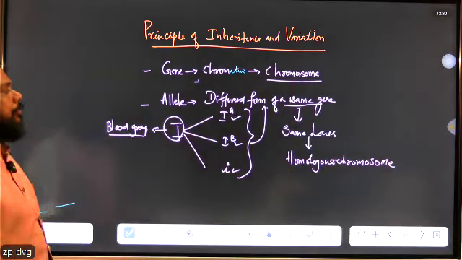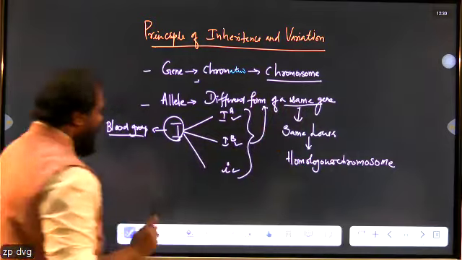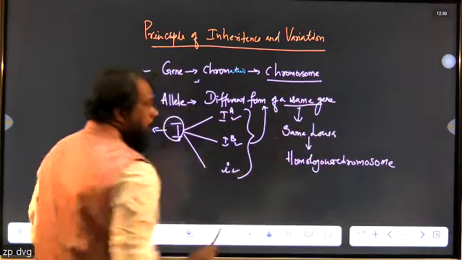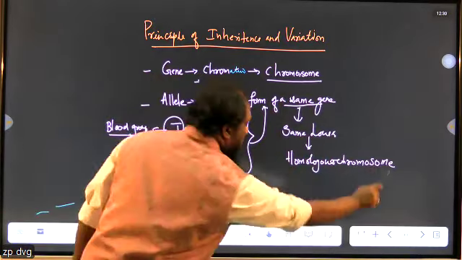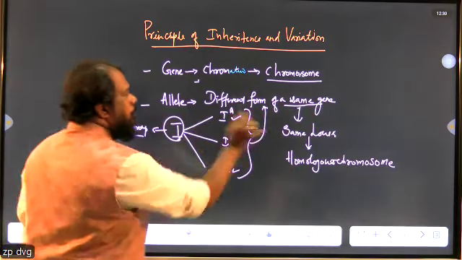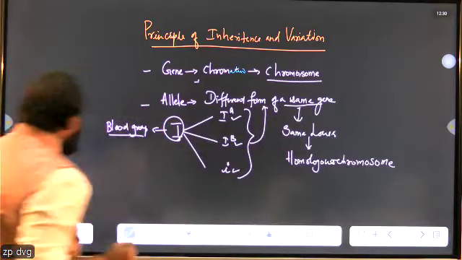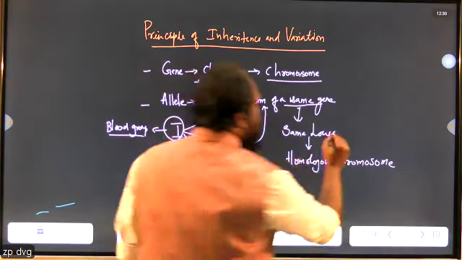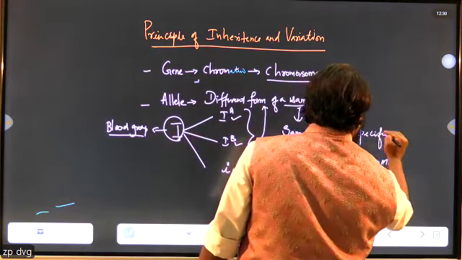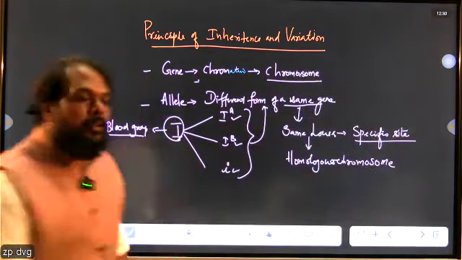Listen carefully. What is an allele? An allele is a different form of the same gene. Where are they present? They are present in the same locus, in the homologous chromosome. So first you should understand what an allele is. Just remember, allele is a different form of the same gene. Let's talk about what a locus is. A locus is a specific site.